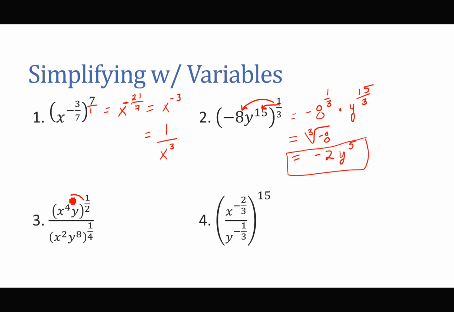Number 3, still distributing that exponent to both terms because it's multiplication. If it was x squared plus y, then it'd be like a FOIL distributive process. But because it's multiplication, we can distribute each one right in there. So now my new numerator, x raised to the fourth power, 4 times 1 half, be 4 over 2, which is just 2. And then y to the 1 half power. Denominator x, 2 times 1 fourth, so that would be 2 over 4, so that's 1 half. 8 times 1 fourth, 8 over 4 would be y squared.